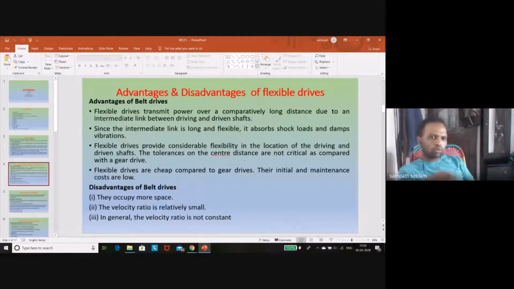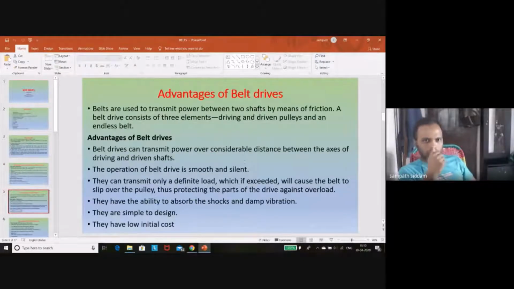Next, we move on to the other topic, the same one you have learned previously, which was flexible drives. Flexible drives include your belts and chains.